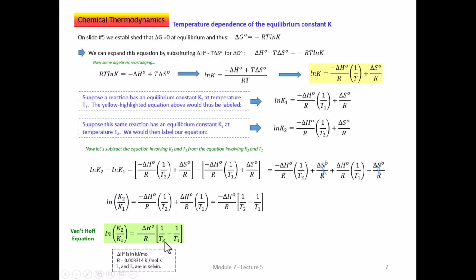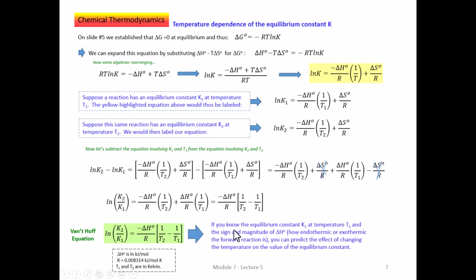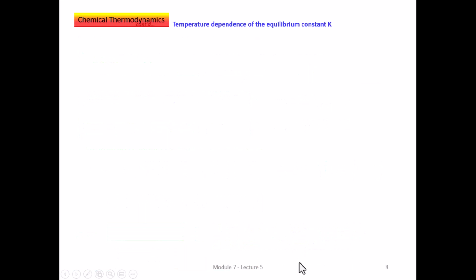The nice thing about this equation, by the way, here delta H is in kilojoules per mole. R is the gas constant in energy units using kilojoules. And of course, T1 and T2 are in Kelvin. So again, the nice thing about this equation is that if you know the equilibrium constant K1 at temperature T1, and you know the sign and the magnitude of delta H, meaning how endothermic or exothermic the forward reaction is, you can predict the effect of changing the temperature on the value of the equilibrium constant. Let's see how we can do that.